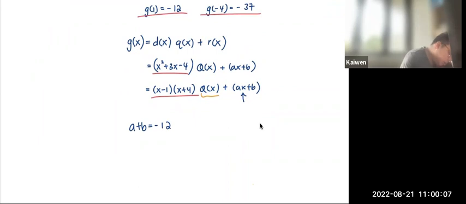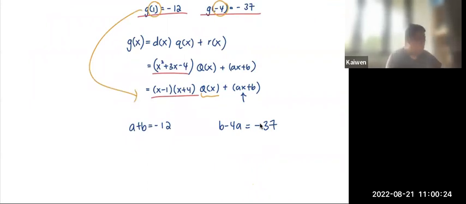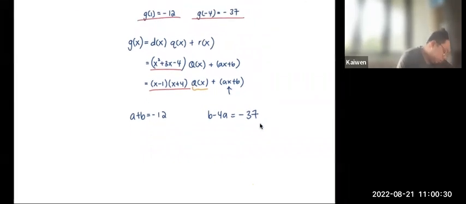For the other one, it is negative 4. So this is b minus 4a equals negative 37. When you substitute the negative 4 and the 1 right here, you will get your equations from here. So this is how you do this question. You have two simultaneous equations, solve for your answer. Then the whole question will be done.